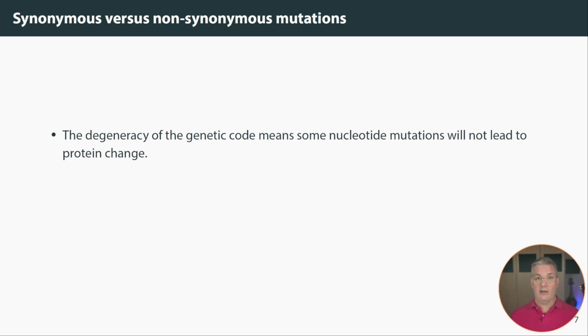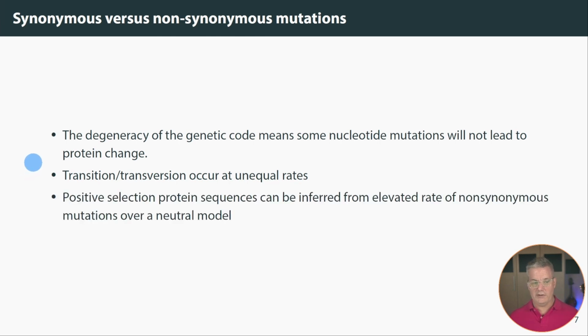There will be changes that do not lead to changes in proteins, and we can observe those in the same coding sequences where we observe amino acid changes. There are also other differences. In DNA mutations, transitions and transversions, as we'll see shortly, also occur at unequal rates. Different processes that contribute to mutations leave different signatures and different rates of mutations, but we're going to ignore that for the moment.